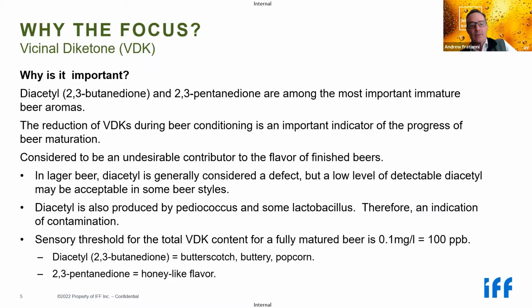Why is that? Diacetyl is normally one of the ways we monitor the progress of conditioning or maturation in brewing. So we're waiting for the level of diacetyl to come down to a pre-specified level in order to complete fermentation and maturation. So reduction of VDK is an important indicator of the progress of beer maturation.